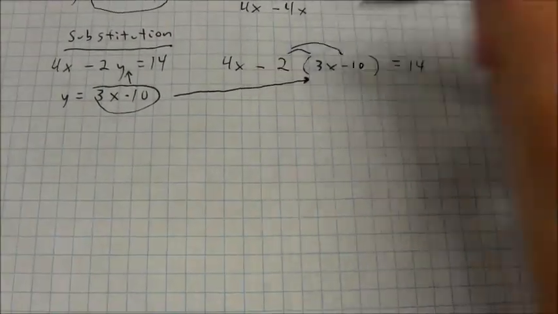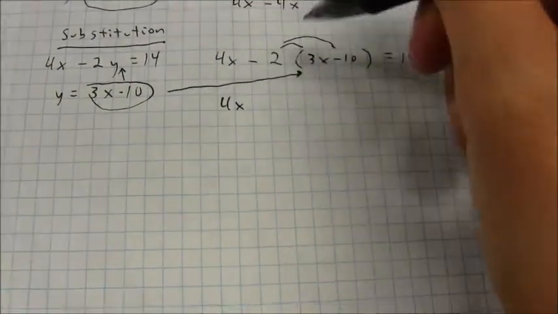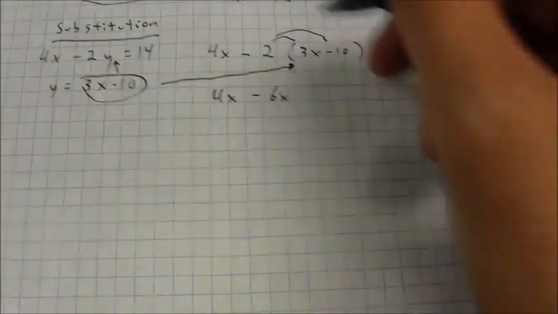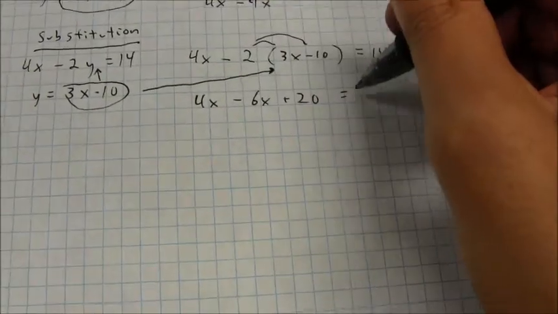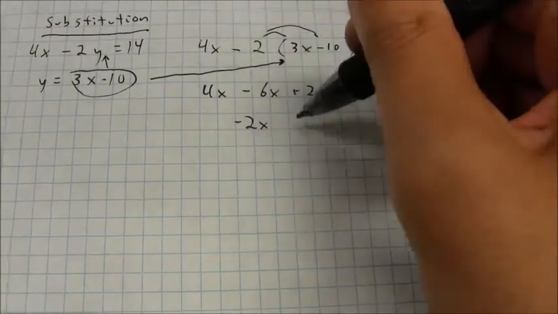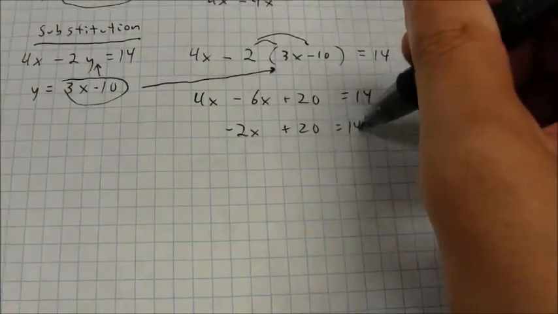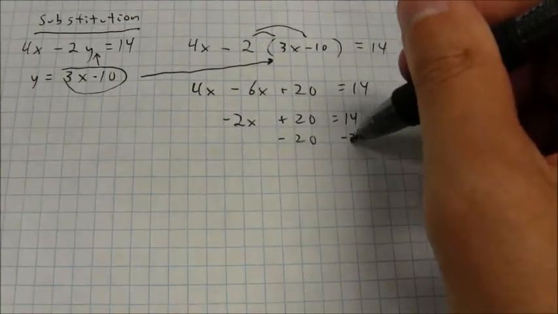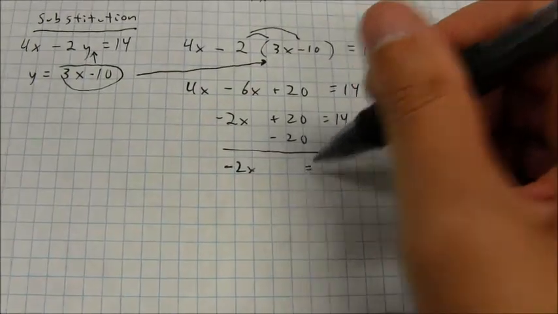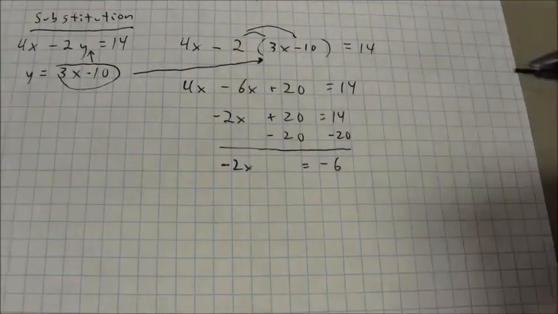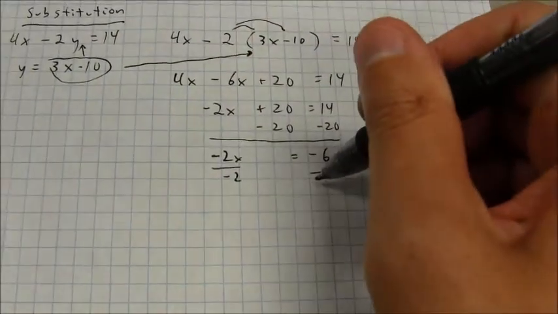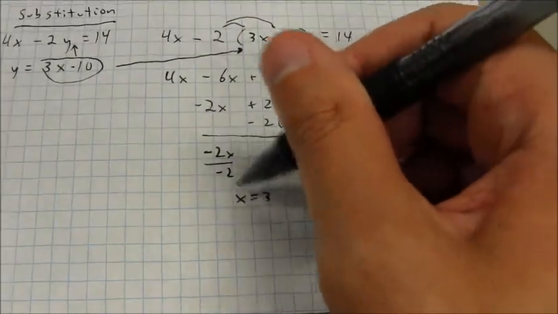Now I can simplify this a little bit, multiply this through. So that's going to be 4x. It's a negative 2 times 3x, which is a negative 6x. It's a negative 2 times a negative 10, which is a positive 20. And that equals 14. And now I can combine some like terms here, and I can solve my equation. I'm going to find out that negative 2x is equal to negative 6. If I divide both sides by negative 2, I find out that x is equal to 3.